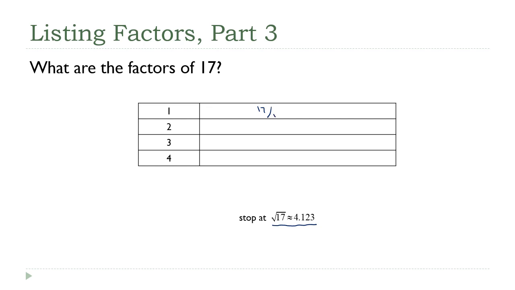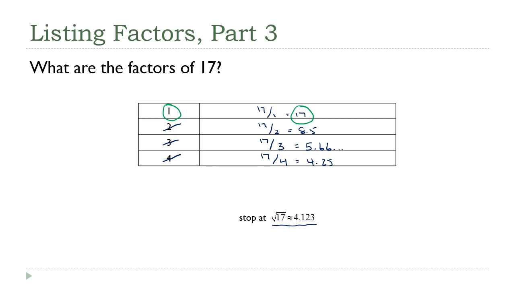17 divided by 1 is 17. 17 divided by 2 is 8.5. 17 divided by 3 is 5.66. And 17 divided by 4 is 4.25. So 2, 3, and 4 did not give me integers. So the only factors 17 has are 1 and 17, right? 1 and the number itself.